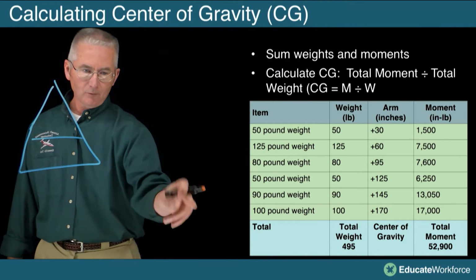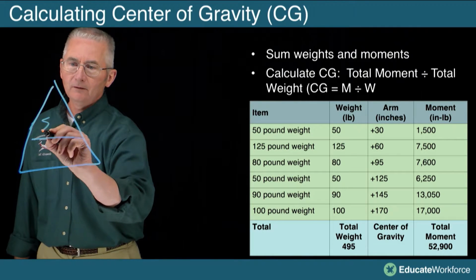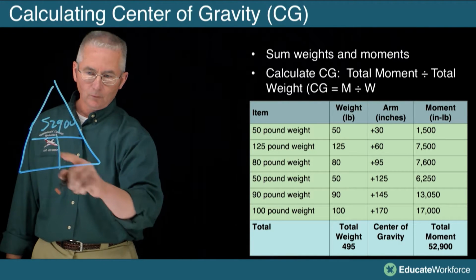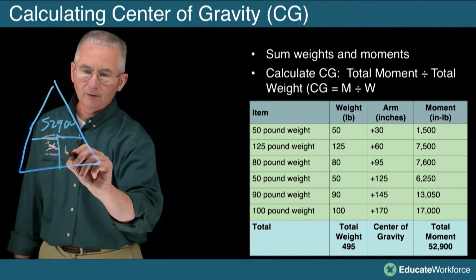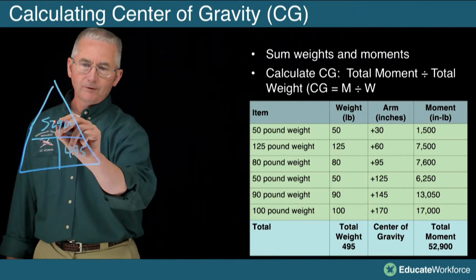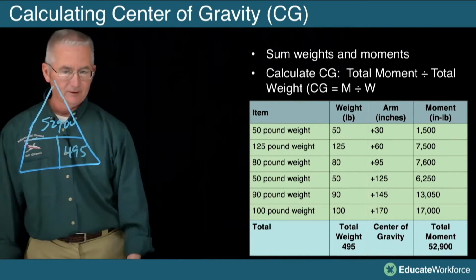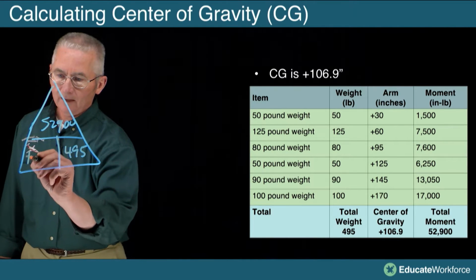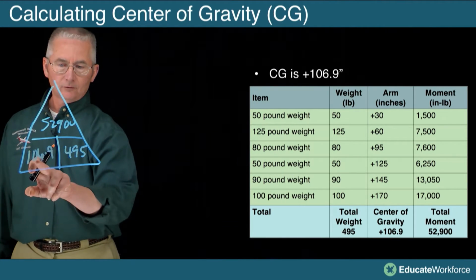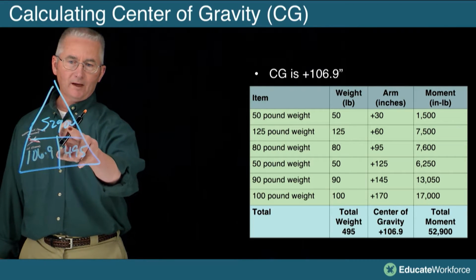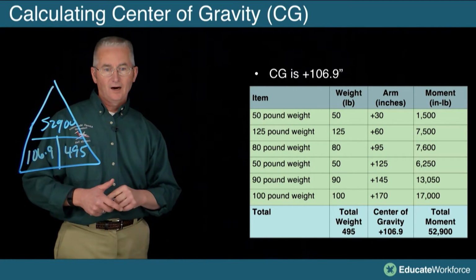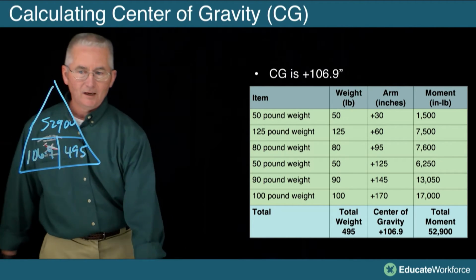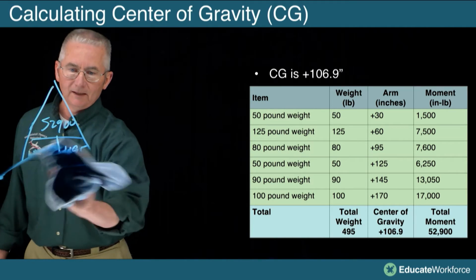What did we say our moment was here? Our moment was 52,900, right? And then we come over here, what's my total weight? We're going to put our weight on this side over here, 495. So 52,900 divided by 495 is, better be about 109 or 106.9. So 106.9 times 495 is 52,900. Our center of gravity for that balance beam with those weights in those locations is at a point of 106.9 inches.